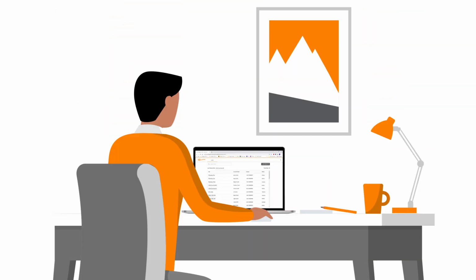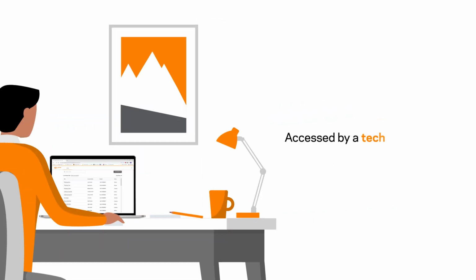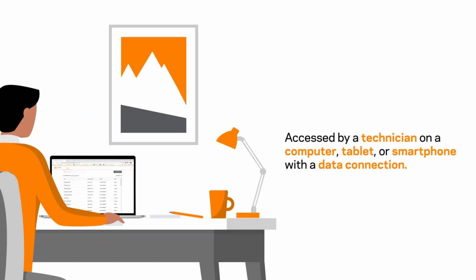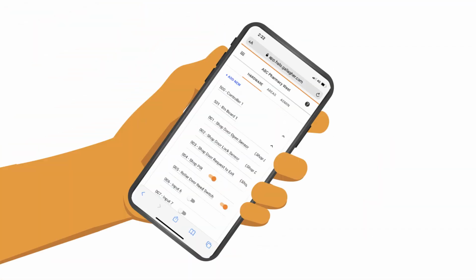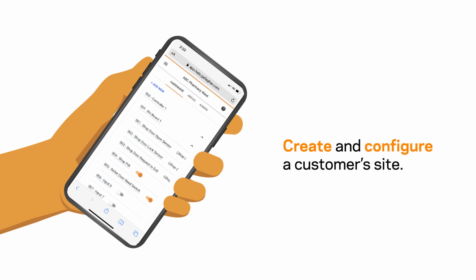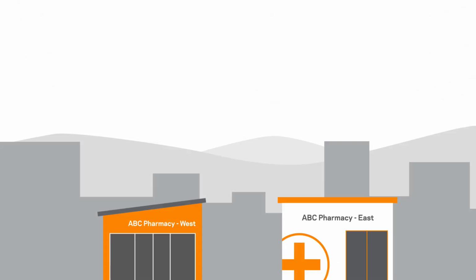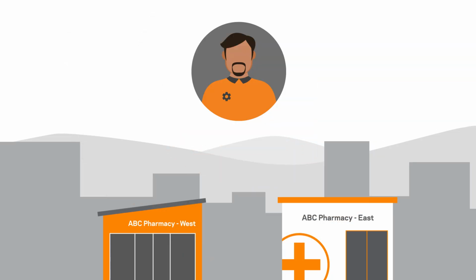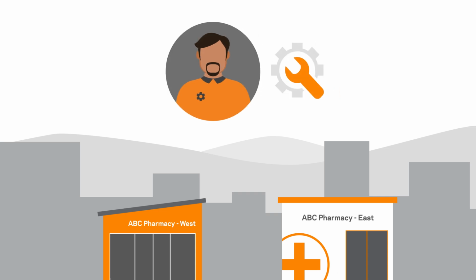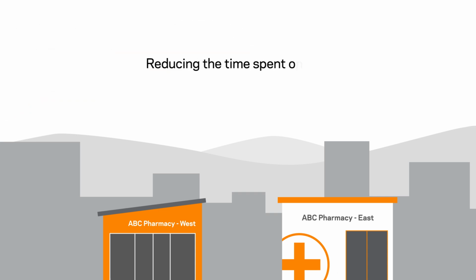The Gallagher SMB Installer Portal is a web app that can be accessed by a technician on a computer, tablet, or smartphone with a data connection. The Gallagher SMB Installer Portal is used by technicians to create and configure a customer's site. The Gallagher SMB Installer Portal offers SMB partners the ability to pre-configure a customer's site ahead of the physical installation, reducing the time spent on site.